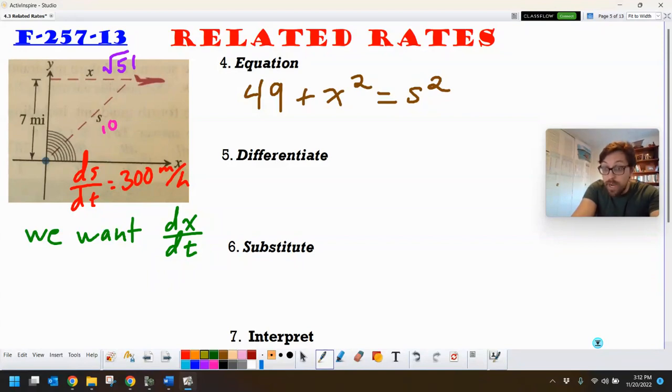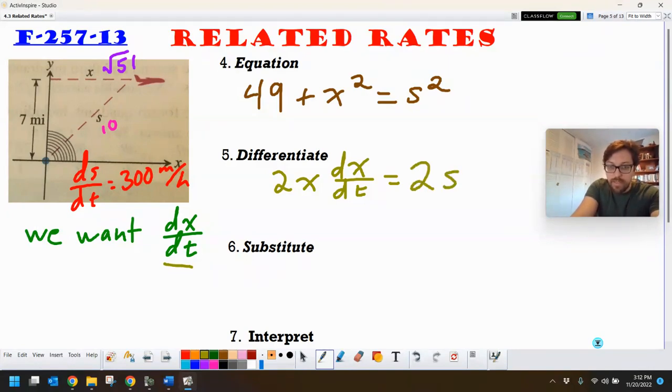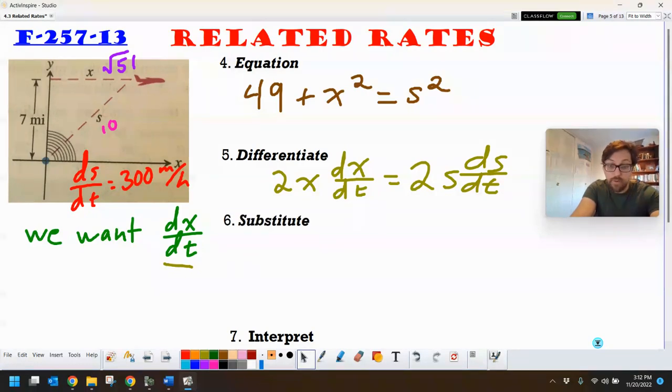The derivative of 49 with respect to t is just 0, so I'm not going to write it. Then we get a 2x dx over dt, which I'm excited about because, hey, that's the thing I'm trying to find. And that's going to equal the derivative of s squared, which is 2s ds over dt. Now it's just a matter of substituting in the information that we have from our diagram, hoping that we can solve for dx over dt. If we're not able to, we'll see if we can poke around in the diagram to get some additional information.